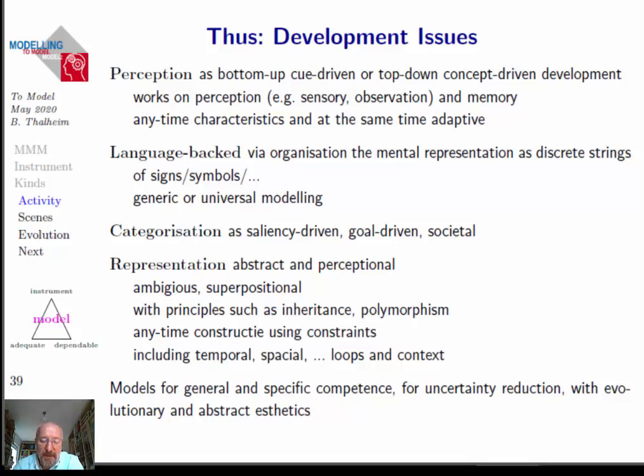And of course, what we would like to have is a high potential and high capacity of our model. That means high competence. We would like to reduce our uncertainty. It should also support us during the evolution of models.